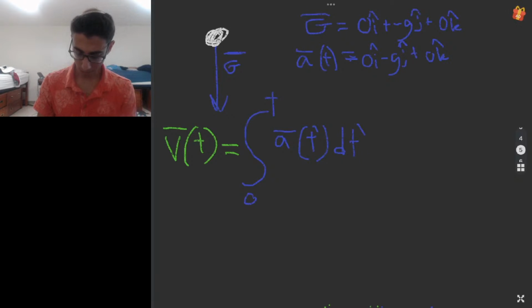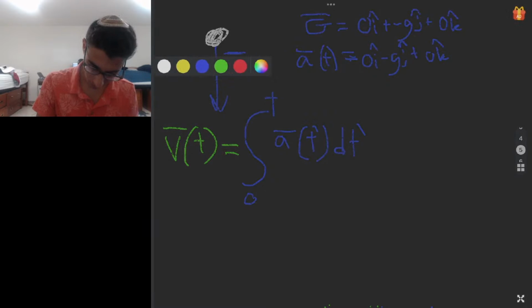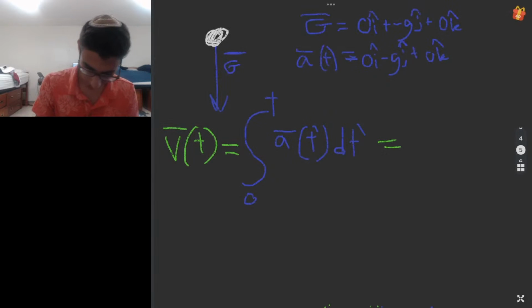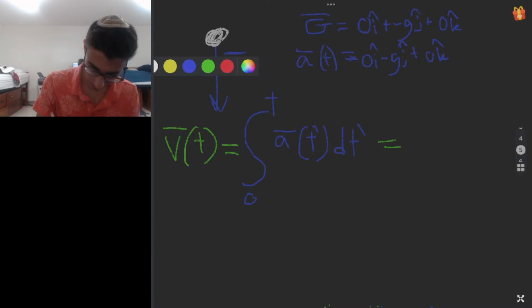From 0 to t, it's the integral from 0 to t using the function of acceleration, which has t as its variable, essentially, dt. And the way we would do this is we would say that this whole integral equals, and now let's really write things down with numbers.